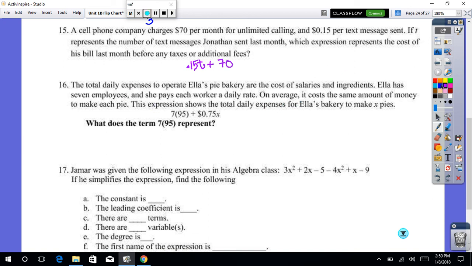Okay? Up here is the first context clue that says that she has 7 employees. And then the question says, what does the term 7 times 95 represent? Okay, that must mean that she pays her workers a daily rate of $95. Okay, so she has 7 workers at $95 a day. So this expression represents the salaries that she pays her workers.